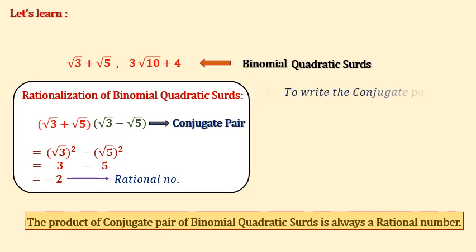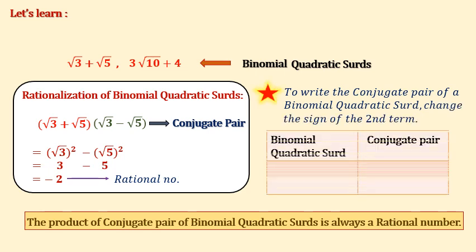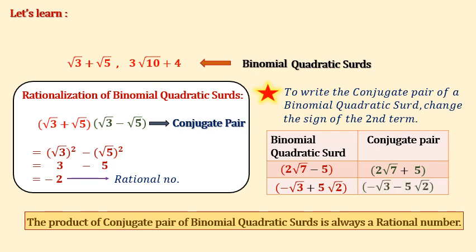Now to write the conjugate pair of a binomial quadratic surd, we simply have to change the sign of the second term. For example, the conjugate pair for 2 root 7 minus 5 will be 2 root 7 plus 5. Here we have changed the sign of the second term from minus to plus. Similarly, the conjugate pair for minus root 3 plus 5 root 2 will be minus root 3 minus 5 root 2. Again, here we have changed the sign of the second term from plus to minus.